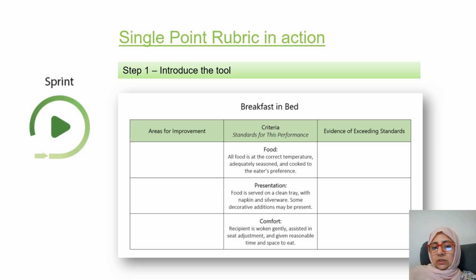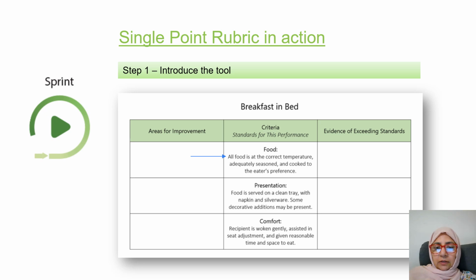With giving the students this single point rubric, I asked them to fill up what would be the areas of improvement and what would be evidence of exceeding standards. And students gave me good ideas of how, perhaps, there would be flowers or a candle on the very clean tray with an unused napkin, etc. And they also said that perhaps the napkin was not so clean and perhaps the food was not adequately seasoned in areas for improvement. The students were able to tell me what would be the standards for the three criteria in this single point rubric for breakfast in bed.